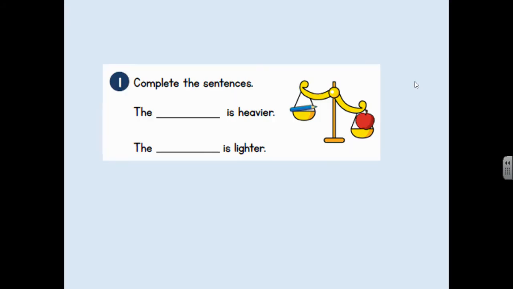Right, let's have a look at question number 1. Complete the sentences. The something is heavier, the something is lighter, and you've got 2 objects here on the scale, a pencil and an apple. Please complete the sentences.